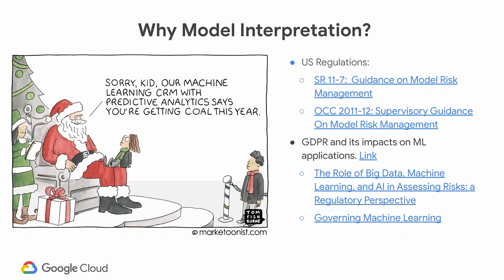And in the US, we have two guidances. One is the SR 11-7 and the OCC 2011-12, which are basically guidance for model risk management, but when everybody uses them, then it almost becomes mandatory. GDPR in Europe is very important, and there are two articles written, one by the SEC and the other by a large number of academic and industry people who wrote the article together on how to do the governance of machine learning.